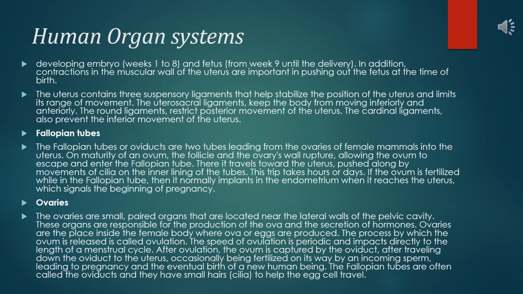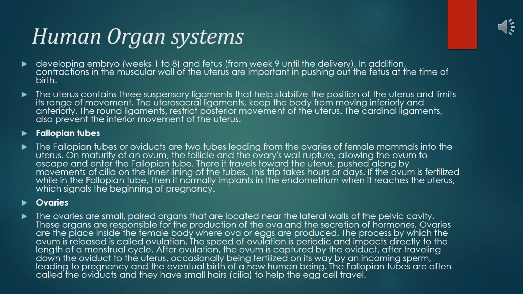Fallopian tubes. The fallopian tubes, or oviducts, are two tubes leading from the ovaries of female mammals into the uterus. On maturity of an ovum, the follicle and the ovary's wall rupture, allowing the ovum to escape and enter the fallopian tube. There it travels toward the uterus, pushed along by movements of cilia on the inner lining of the tubes. This trip takes hours or days.